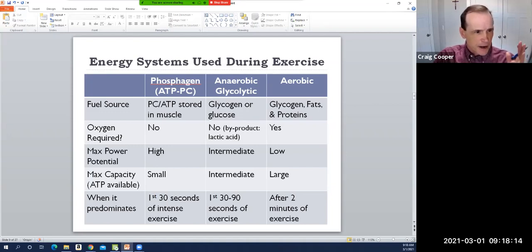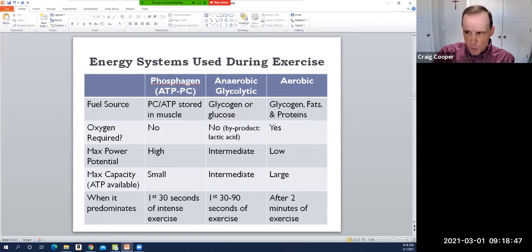If I'm running the 100 meter dash, or if I've stolen the basketball and I'm sprinting down court to throw in the layup, well, in my case, the dunk, before the opponent gets back on D, then I'm going to be sprinting. I'm using largely this creatine phosphate system. Again, all three of these systems are active, whether we're sprinting or walking really slow. Proportionally, what percentage of energy is being generated from each of these forms is what changes.